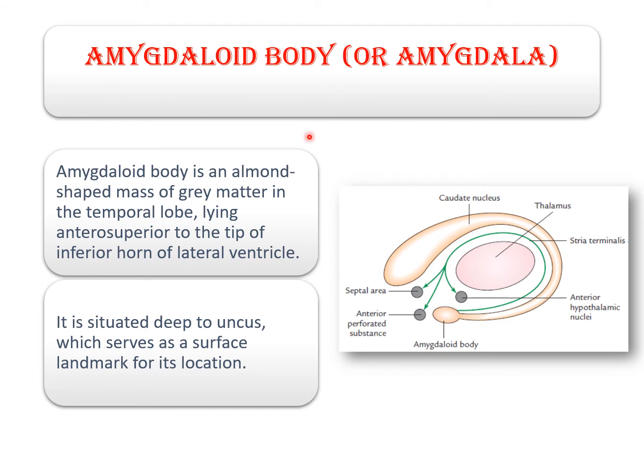Amygdaloid body. The amygdaloid body is an almond-shaped mass of grey matter in the temporal lobe lying anterosuperior to the tip of the inferior horn of the lateral ventricle. It is situated deep to the uncus, which serves as a surface landmark for its location.